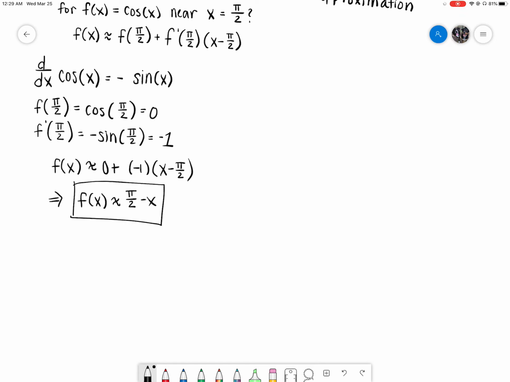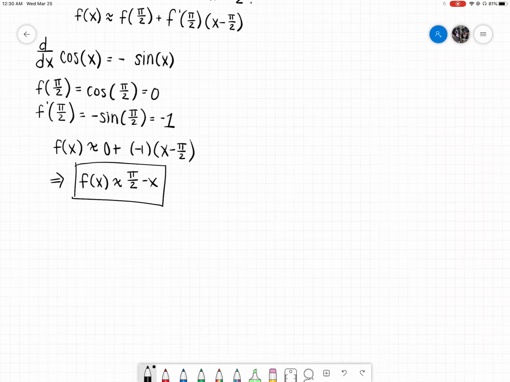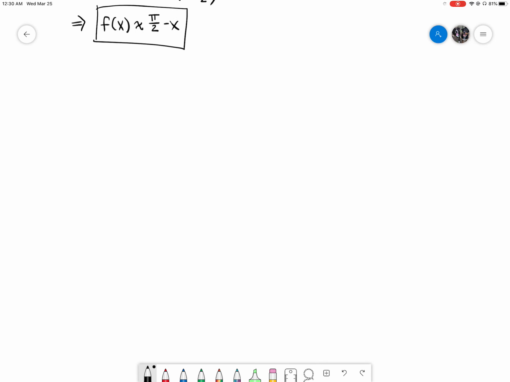So that is the function that we would think we see if we zoomed in on the function cosine of x near x equal to pi over 2. That's one type of question you might see in this chapter. We'll do an example that shows you another type of question.